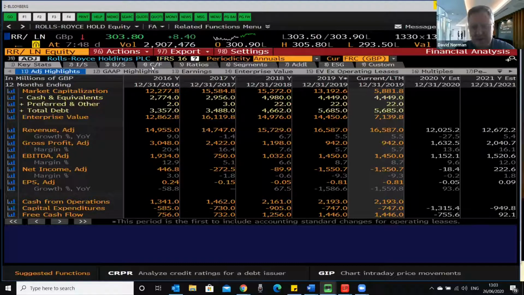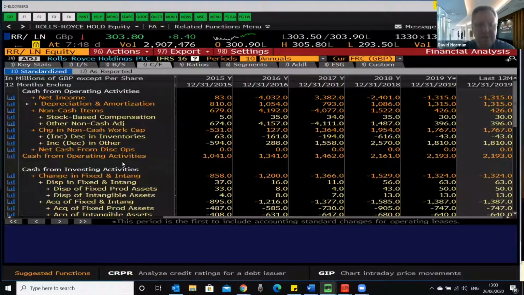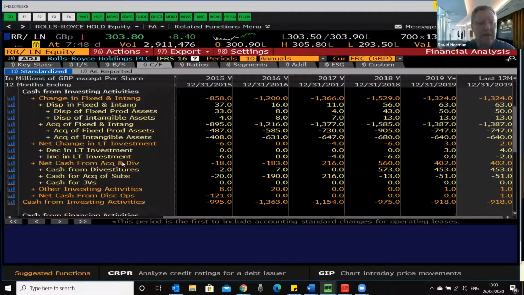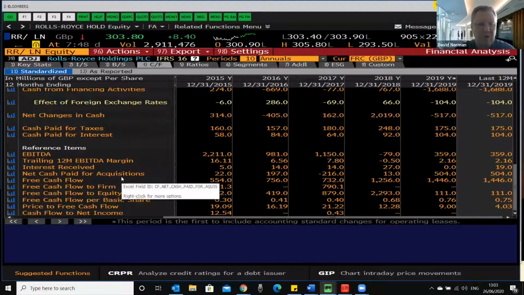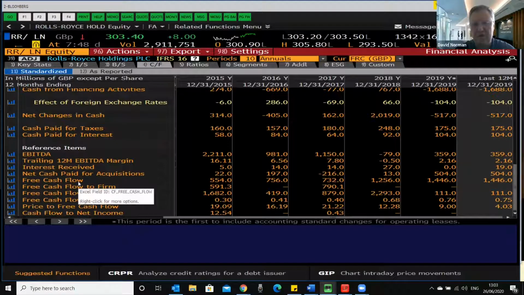If I just click on cash flow, you can see various levels of cash flow here, and more importantly, particularly in this time where we have such a crisis, is the level of free cash flow that's available to the company. If we look on the right hand side, we can see their level of free cash flow is pretty impressive. So Rolls-Royce looks to be in a position of reasonable strength in terms of its balance sheet.